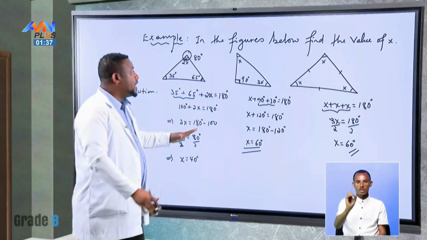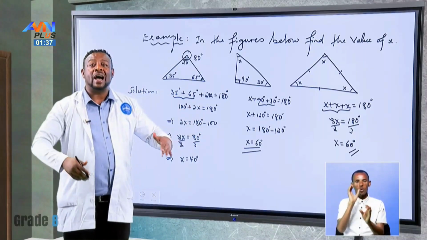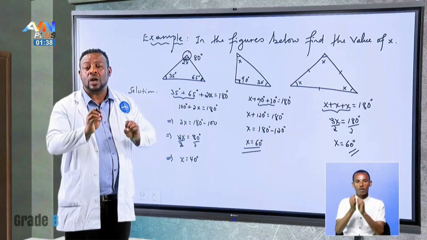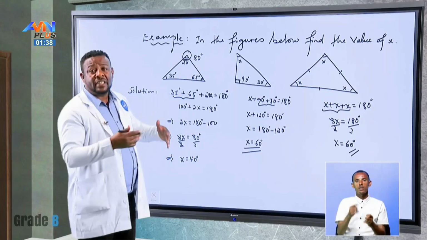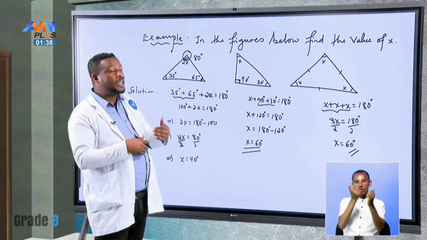So this is how you calculate the unknown variables or the unknown angles in any triangle. Okay, so this is the first example. Let's proceed to the second example.